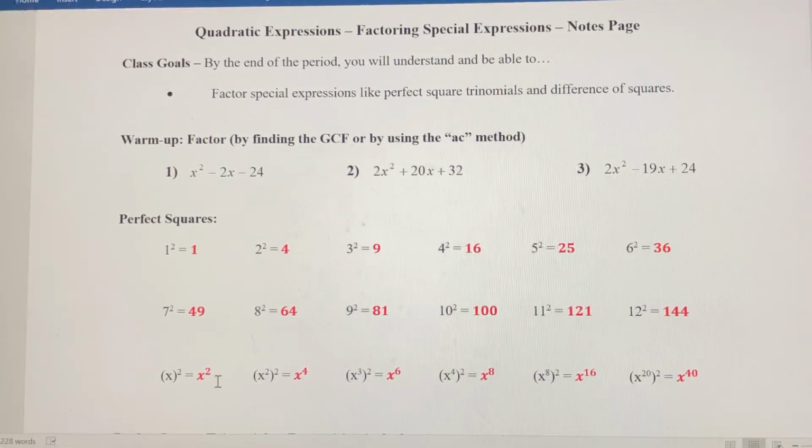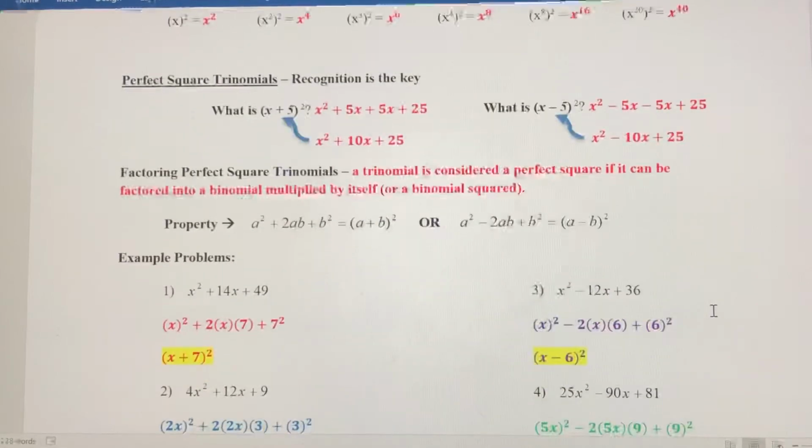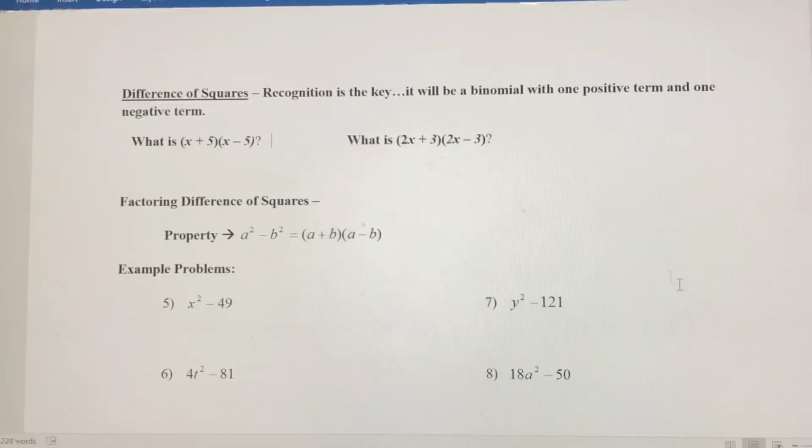With the variable expressions, again, remember from the previous video, if you've got an even exponent, then that variable expression is a perfect square, okay? As you can tell from the pattern we established here, okay? So let's go down to the difference of squares problems here. Again, just like with perfect square trinomials, recognition is the key.